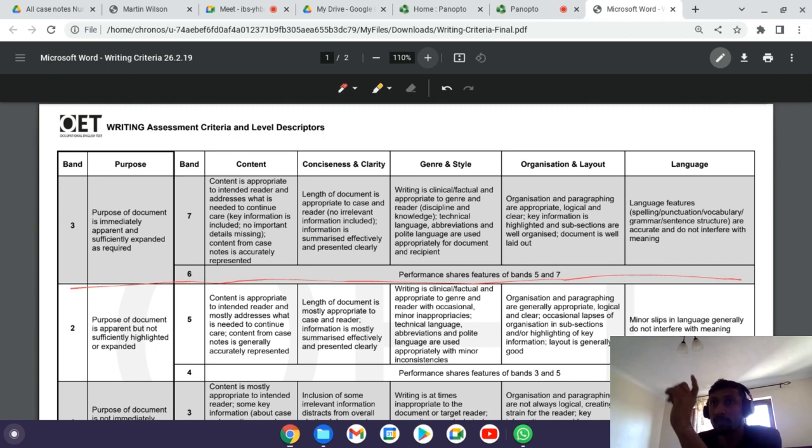So three points. If it is an urgent letter, you have to mention that urgency in the introduction itself. One is the condition of the patient, second is the purpose of the letter, then the urgency, whether the letter is urgent or not. Okay, so that is your introduction.